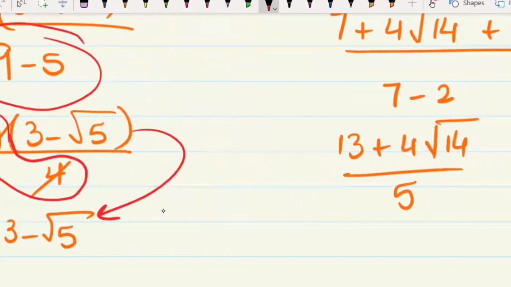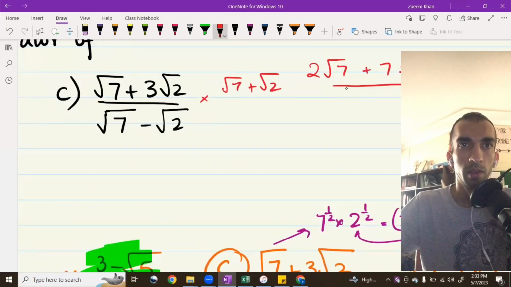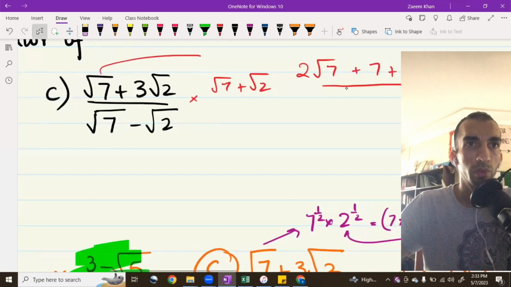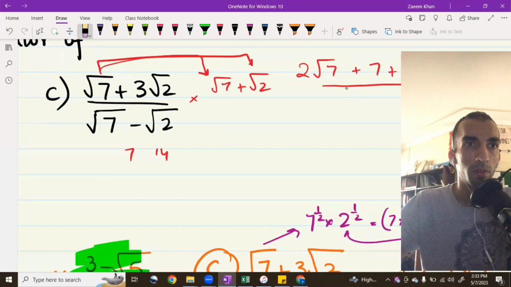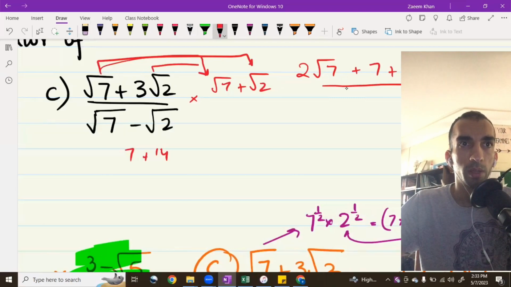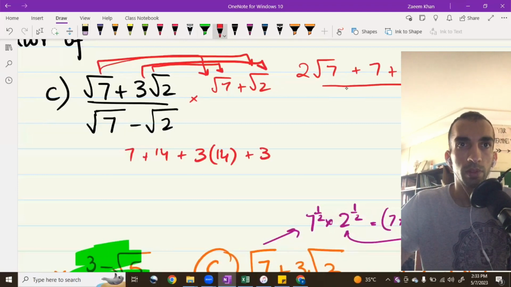Okay. Let me confirm that. So if we were to multiply this, square root of 7 with square root of 7 would give us just 7. Square root of 7 with square root of 2 would give us just 14, right? I'll explain it as well. If I were to multiply 3 square root of 2 with square root of 7, that will give us 3 into 14. And if I were to multiply 3 square root of 2 with square root of 2, this will give us 3 into 2.